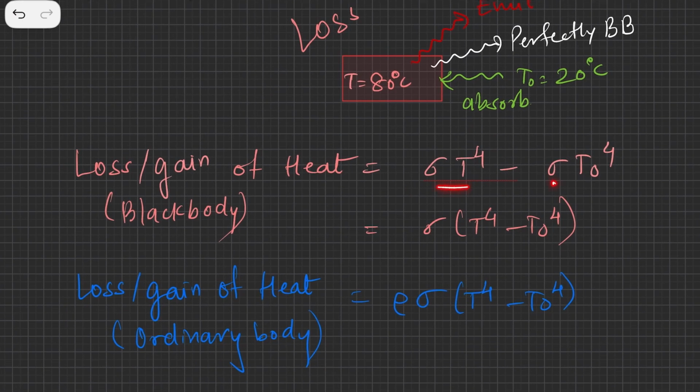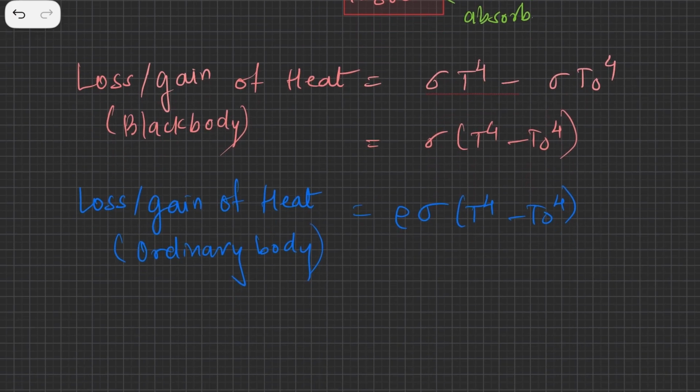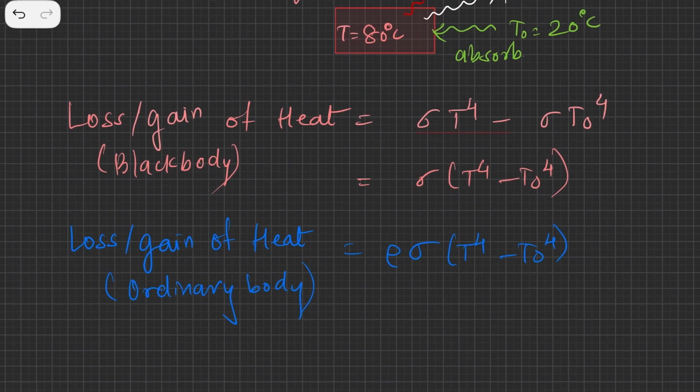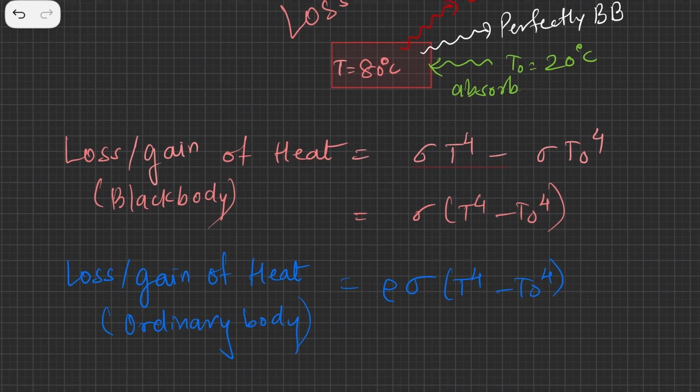I have taken sigma common outside, so I get sigma times T raised to 4 minus T0 raised to 4. Now, in case I want that for an ordinary body, this is for a black body, for an ordinary body I just have to multiply an e over here. So if you see e over here, it's an ordinary body, that is e sigma times T raised to 4 minus T0 raised to 4. So that's what it is.